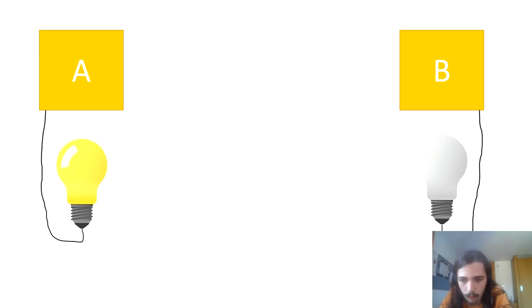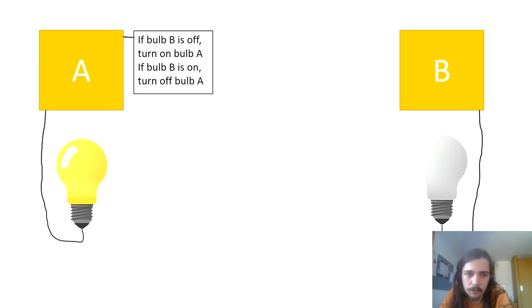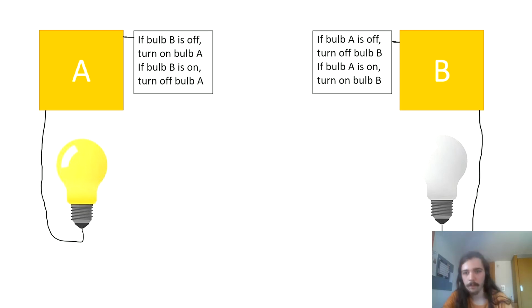So the instructions for bulb A are: if bulb B is off, then turn on bulb A. If bulb B is on, then turn off bulb A. So A always wants the two bulbs to be the opposite of each other, whereas what B wants is for them to be the same. So if bulb A is off, then turn off bulb B, and if bulb A is on, then turn on bulb B.